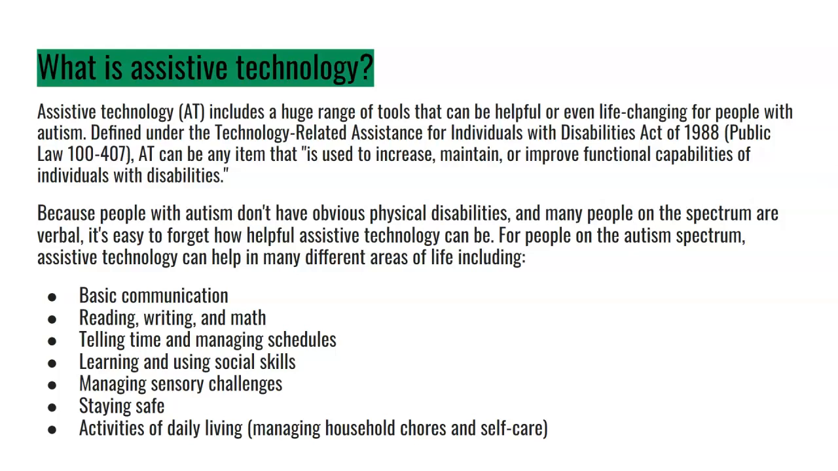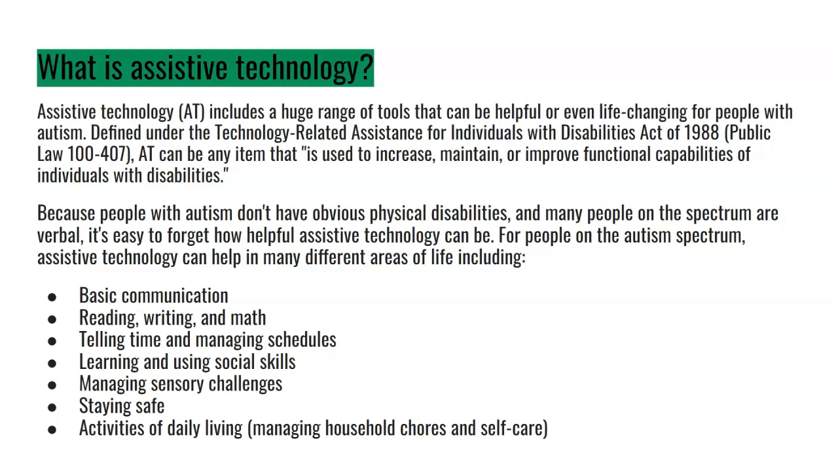First, what is assistive technology? Assistive technology includes a huge range of tools that can be helpful or even life-changing for people with autism. It's actually defined under the Technology-Related Assistance for Individuals with Disabilities Act of 1988, and it says an AT can be any item that is used to increase, maintain, or improve functional capabilities of individuals with disabilities.